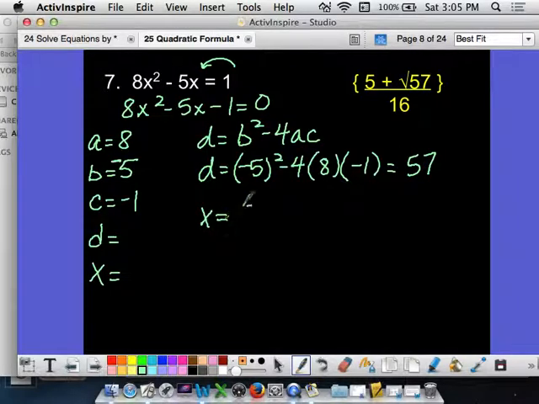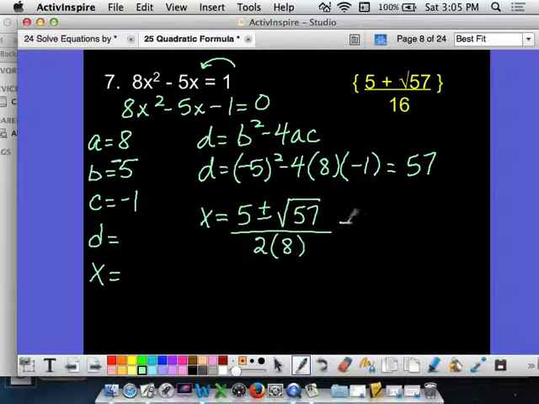x equals opposite b plus or minus the square root of b squared minus 4ac, all over 2a. And then I multiply where I can and take what I can. Since 57 is not prime, it's only divisible by 3, it doesn't have a perfect square. So I have 5 plus or minus the square root of 57, and then I can multiply 2 times 8, which is 16. This doesn't break down, so that would be my final answer.